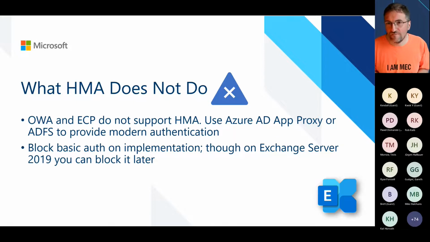So what does hybrid modern auth not do? Okay. Well, hybrid modern auth doesn't do anything to do with OWA, Outlook Web Access, and Exchange Control Panel, the web browser. They are not using hybrid modern auth. That's a forms-based authentication typically. There's a couple of other options that you can do. You can use Azure AD App Proxy or ADFS to provide token-based authentication for OWA and ECP, but turning on hybrid modern authentication will not change the authentication for OWA.